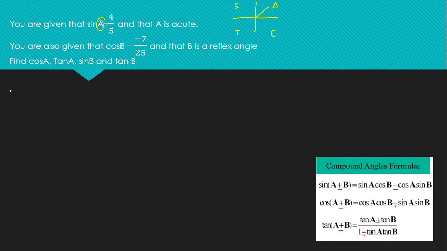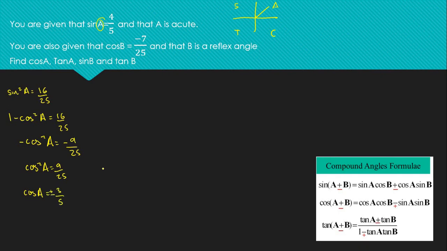So first up, if sine A equals 4/5, then sine squared A surely equals 16/25. Now sine squared is actually equal to 1 minus cos squared A equals 16/25. So negative cos squared A must equal negative 9/25. So cos squared A must equal 9/25. And we're going to root, we've got cos of A equals 3/5.